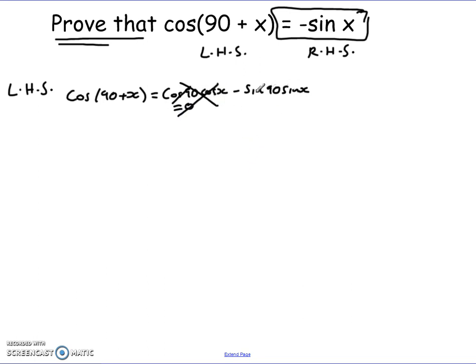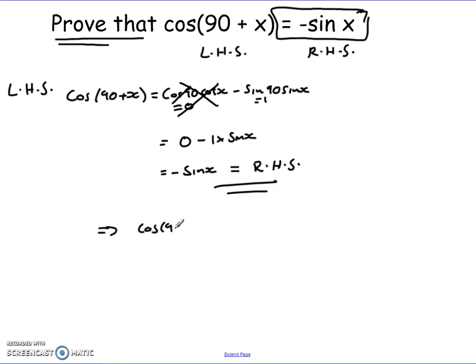It's 0 there. Sine 90, now if you think about the way the sine graph works, sine 90 equals 1. So what I've then essentially got is 0 take away 1 times sine x, which we can simplify to give us negative sine x. And at this point, I can then say that that equals the right-hand side. So therefore, cos of 90 plus x equals negative sine x.